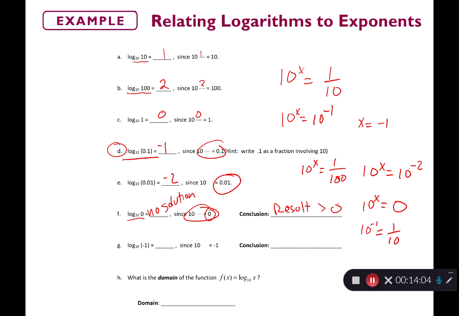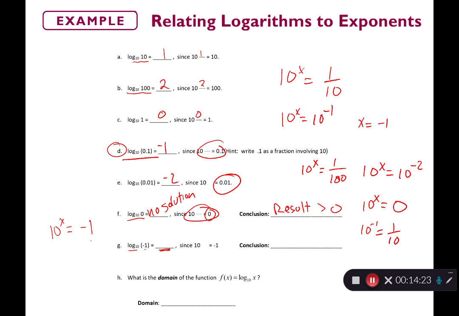Otherwise, the logarithmic form just won't work. All right, and let's take a look at G. I have the log base 10 of some power equals negative 1. So that I'll write over here, 10 to the x equals negative 1.